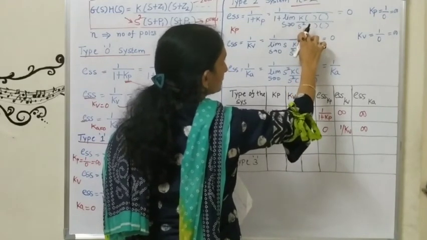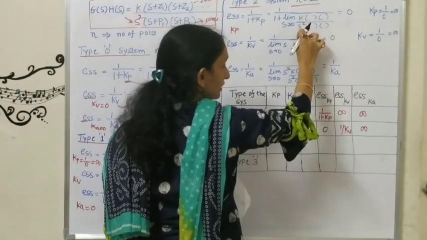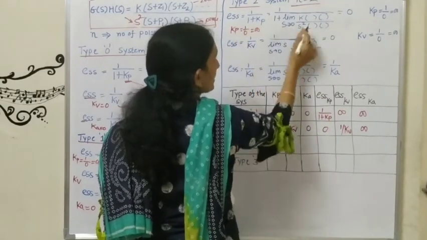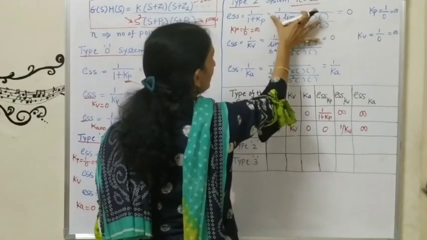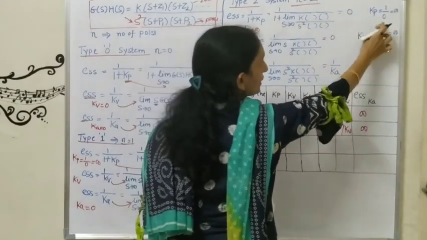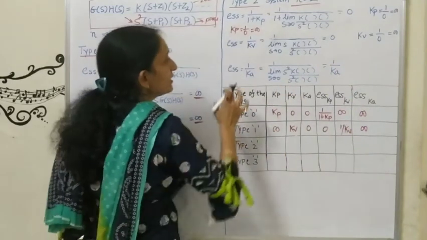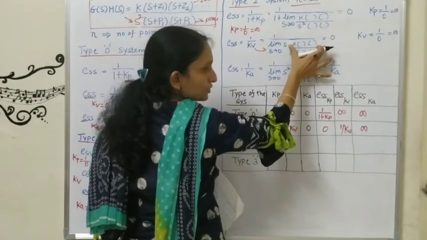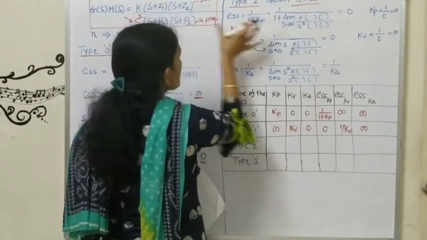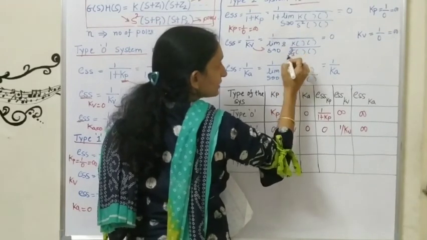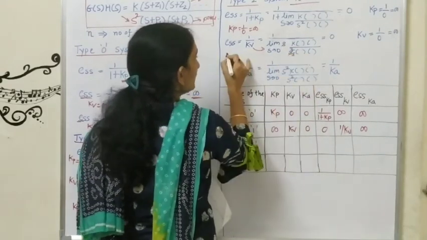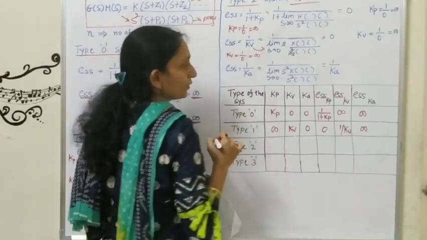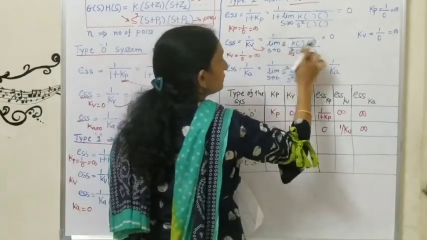So what will happen here, kp after taking the limit will be 1 by 0, which is infinity. Look at this, 1 by 0 is infinity. So the complete term 1 by infinity is 0. Similarly here kv is there, so I am substituting the formula for kv, s into g of s h of s. Here s and s will get cancelled, but there is a term s in the denominator, and when you take the limit, kv is equal to 1 by 0, that is nothing but infinity. So this 1 by infinity is 0.